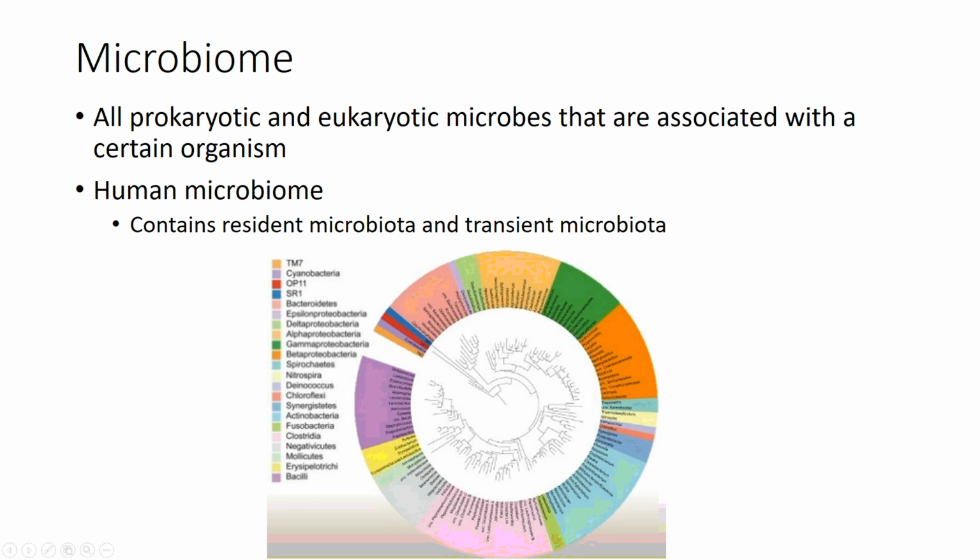Your next term to memorize is a microbiome. The microbiome is going to be made of all prokaryotic and eukaryotic microbes that are associated with a certain organism. If we think about our human microbiome, there are millions of different bacteria and eukaryotic microbes all living on us and in us at a time. This is not an image that you need to memorize by any means, but I just want you to start to get an appreciation for the amount of organisms that we have living on us and in us at all times.